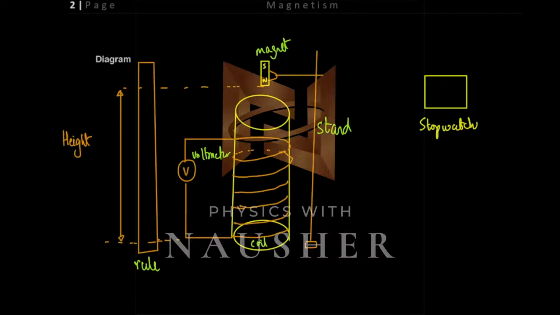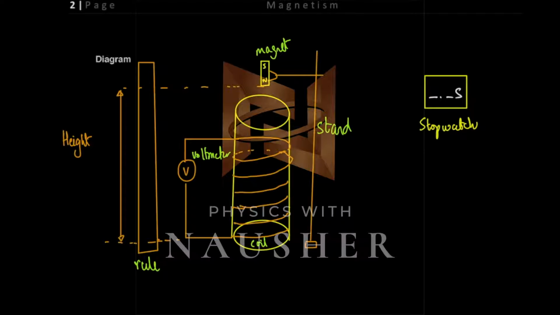Now, to measure the speed of the falling magnet, you need to measure the height through which it falls. So we're going to measure the height from this point all the way till the end of the coil. And to measure the time, we need the stopwatch. There's no need for a fancy stopwatch. You can just make a box, and the maximum that you could do is just write seconds. So that would give us an idea that you're trying to measure time.